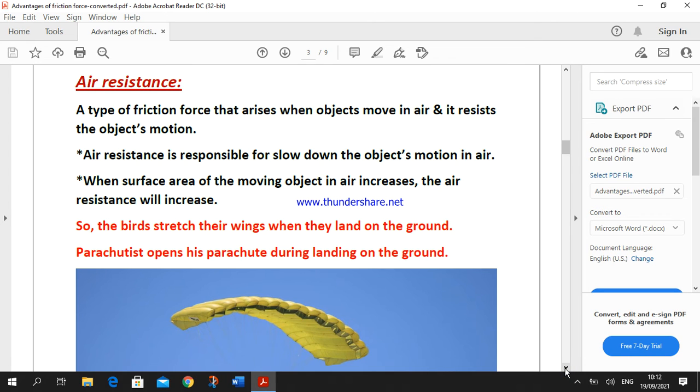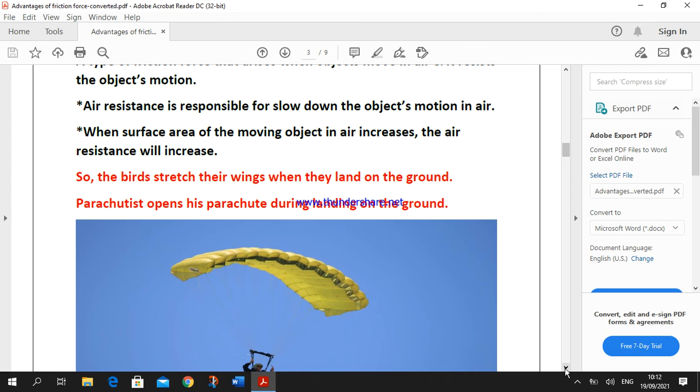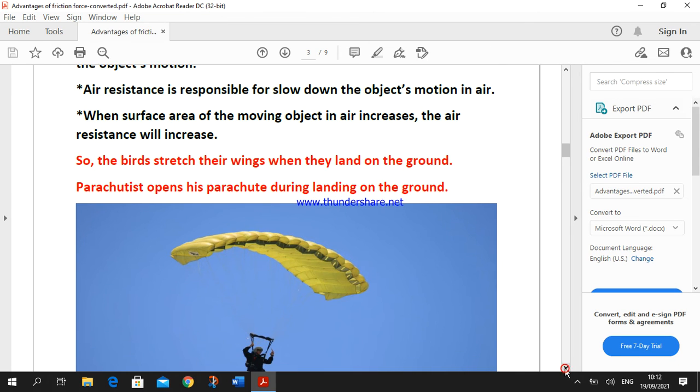From the types of friction force, we have two types also: air resistance and water resistance. Air resistance is a type of friction force that arises when objects move in air, and it resists the object's motion. Air resistance is responsible for slowing down the object's motion in air. When the surface area of the moving object in air increases, the air resistance will increase.